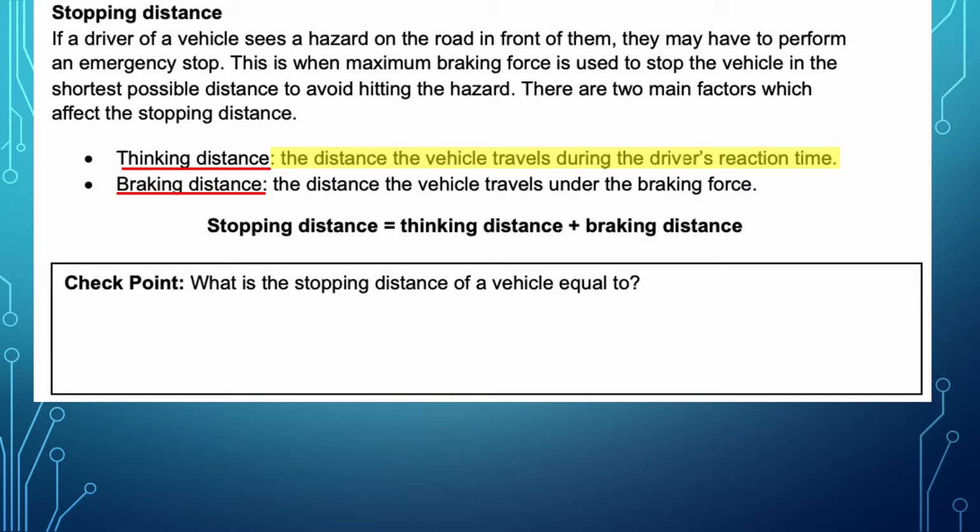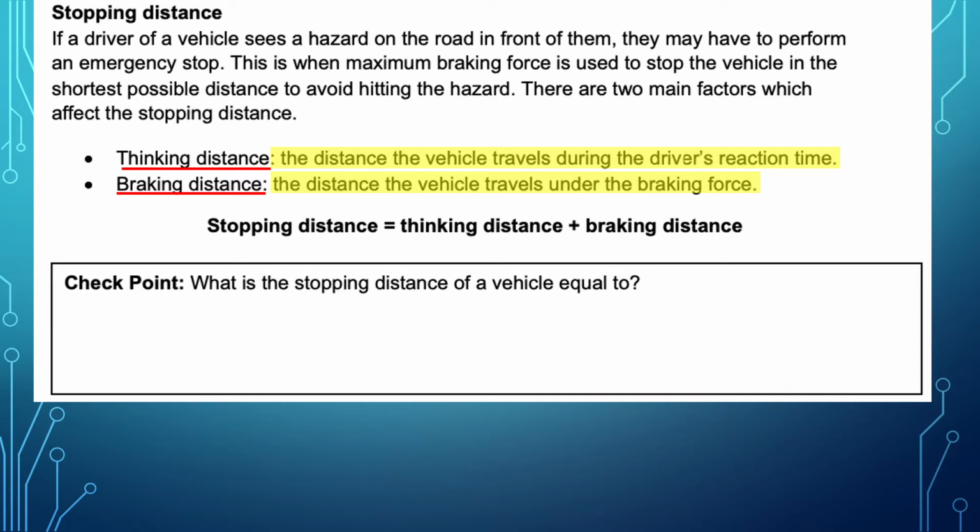And then after you step on the brakes, the car doesn't just stop. The car will still go for quite a while, depending on how fast you're going, and that is what we call our braking distance. So that's the distance the vehicle travels under the braking force. So from the moment that you step on the brakes, however far the car travels until it comes to a complete stop, that's your braking distance.